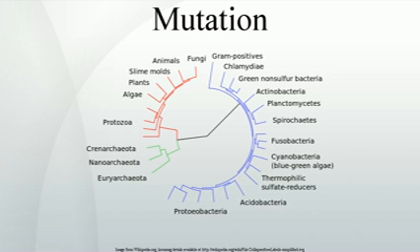Silent mutations, which code for the same, or a sufficiently similar, amino acid. Missense mutations, which code for a different amino acid. Nonsense mutations, which code for a stop and can truncate the protein.